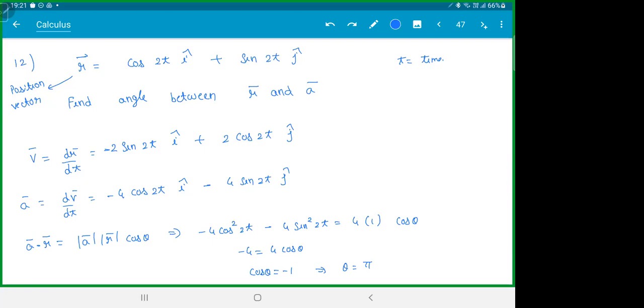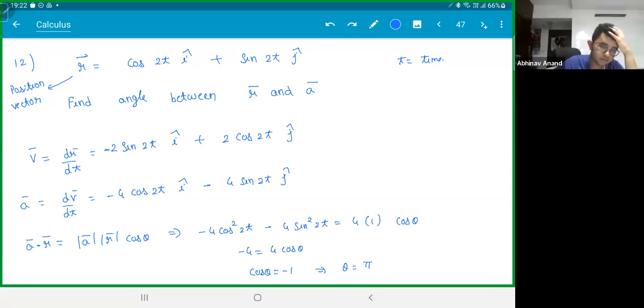Any doubts on this? Anyone not clear, not convinced? Malika, clear? Malika, got this? Ritu? Priyansh? Priyesh? Perfect. Abhinav, clear now? Yes. Next one.